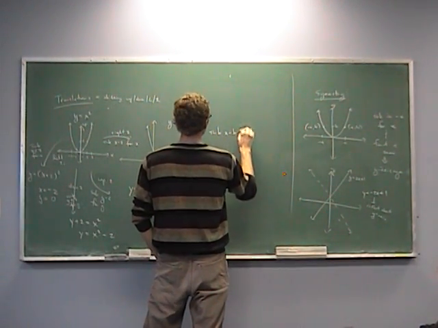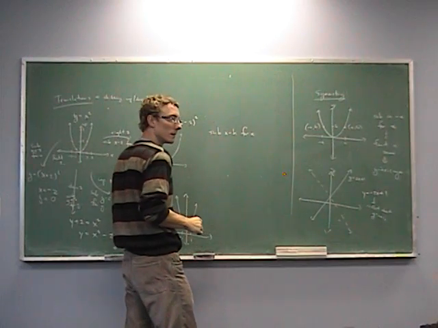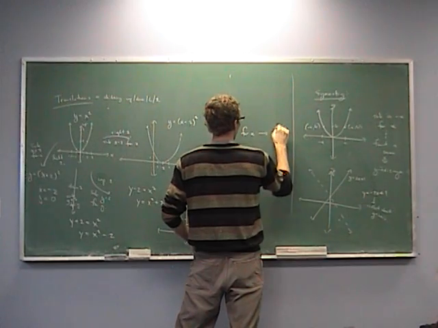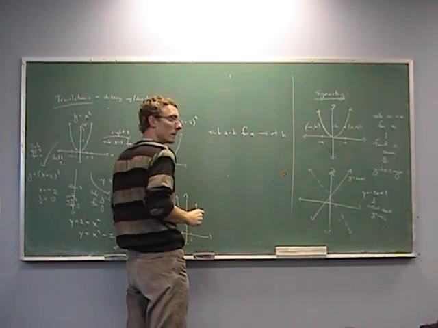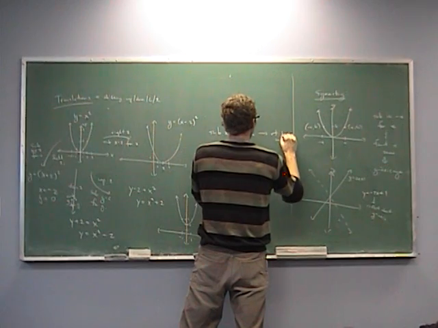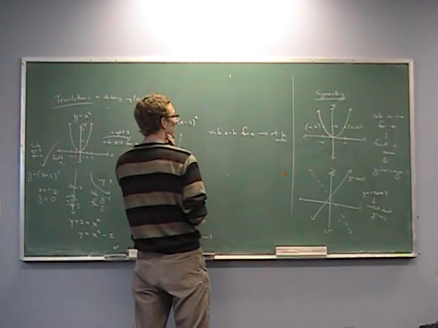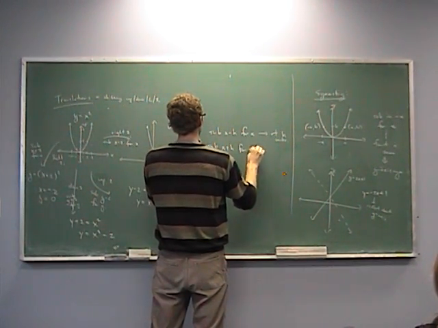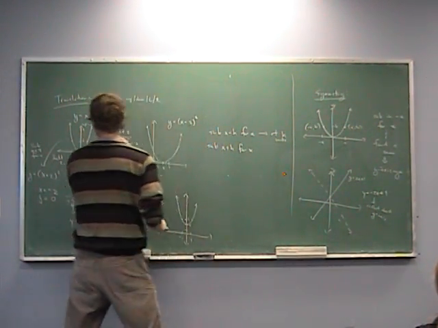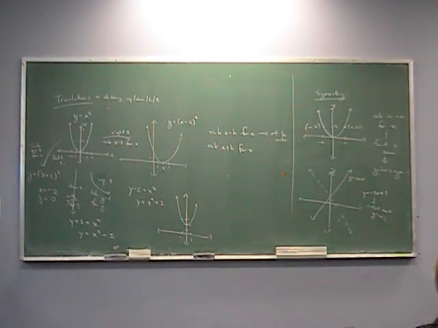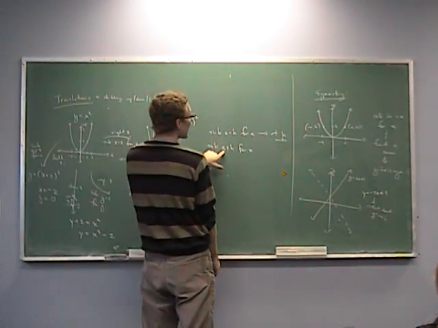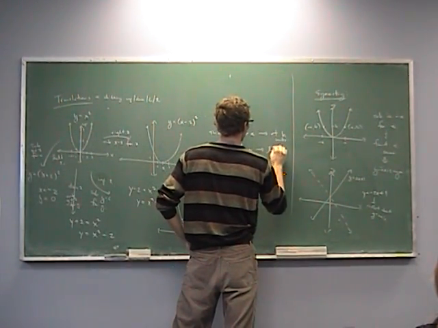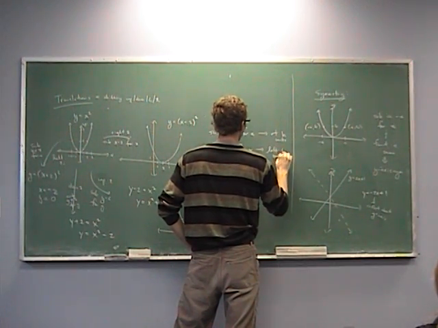So if we sub x minus h for x, that's the one that pushes us to the right h units. What if we sub x plus h for x? When we subbed in x plus h, now our 0 is going to be at negative h. Our 0 is going to be off to the left. That's going to move us left h units.